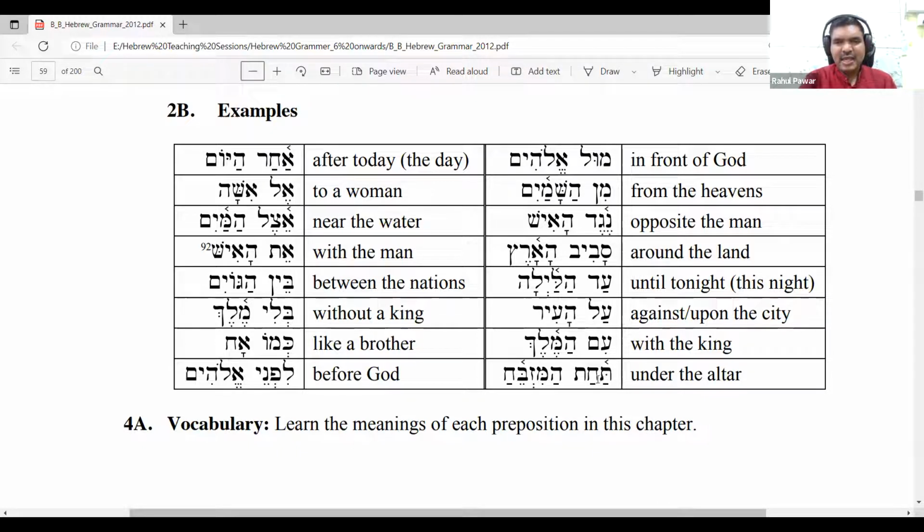And Tachat Ha-Mizbeach, that is under the altar. So all these are the different uses of the prepositions. So this chapter's vocabulary is to learn the meaning of each preposition in this chapter.